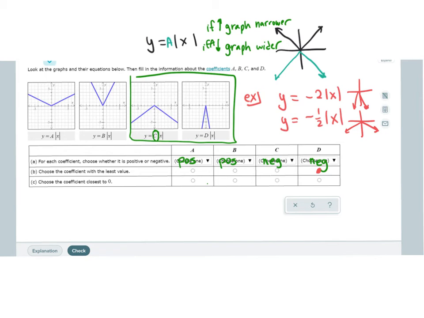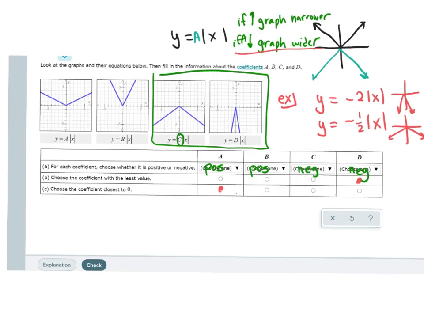Now, when you're looking for the coefficient closest to 0, we don't worry about negative or positive. We want it closest to 0. The closest to 0 is going to be the widest graph. So we have to see which graph looks the widest. It's kind of a hard one to see, but I'm going to claim that it is A, because A is somewhat wider than C. It comes down to A or C, but I think A is a little wider.